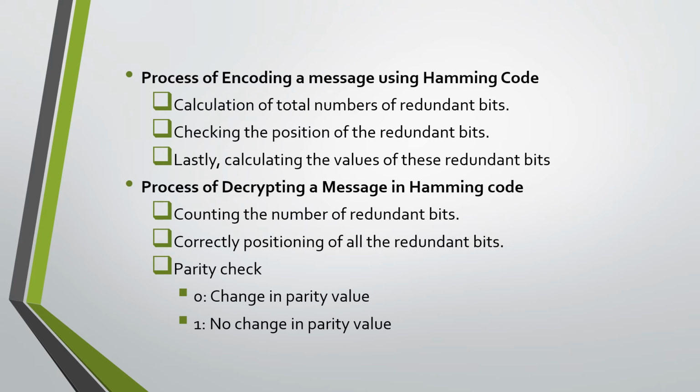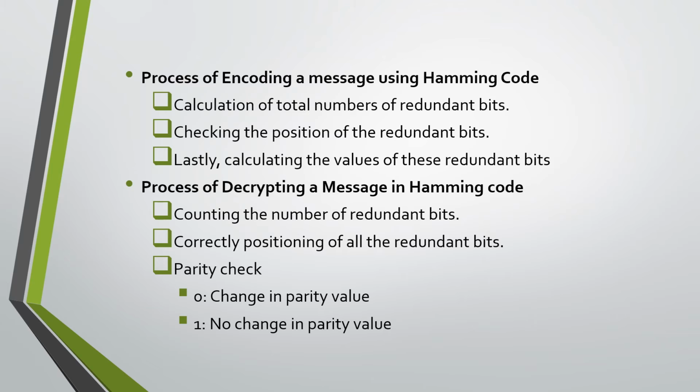After encoding the message using Hamming code, add all the parity bits with the data bits and then send that to the receiver. Then at the receiving side, there is a process of decoding a message in Hamming code. For that purpose, count the number of redundant bits which are part of the data, then correctly position all redundant bits, which can be positioned in a very easy way, because parity bits or redundant bits are always at positions which are a power of 2.